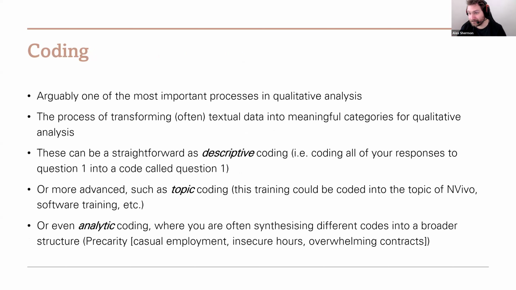There are three different types of coding. This is just a framework that I use because I find it quite useful for teaching. There's descriptive coding, which is often ignored, but is actually quite useful. Descriptive coding is where you code all the answers to question one to a code called question one. And we'll look at this with cases next week.